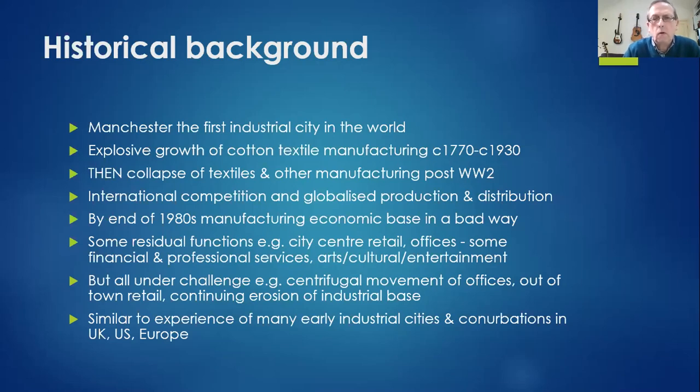Those challenges included, during the 80s, the centrifugal movement of offices, office-based employment, and out-of-town retailing, and so people were moving out into the greenfields of Cheshire, into some of the satellite areas, into the suburbs, and out-of-town retail was being developed. So you were seeing an erosion of the functions of the city, if you like, the economic base. And the industrial base was also progressively eroding due to international competition. So you've got a microcosm of what's happening in many of the early industrial cities and urban conurbations in the UK, US, and Europe.